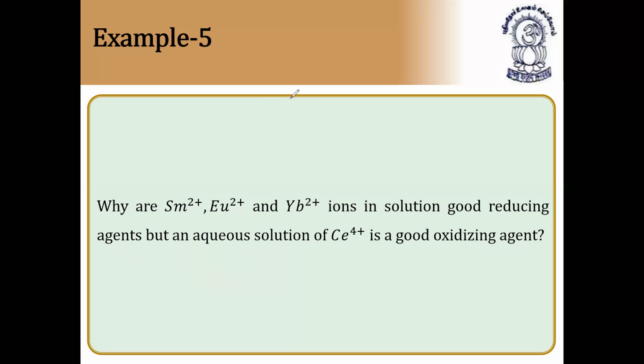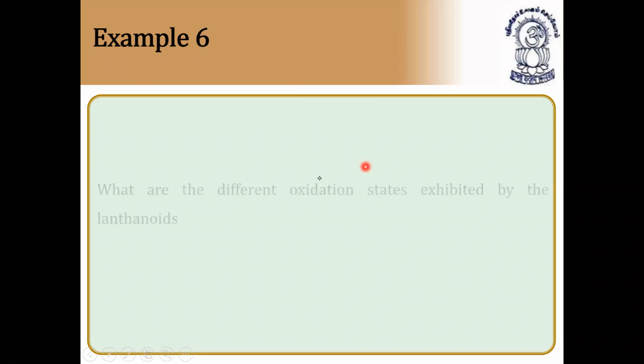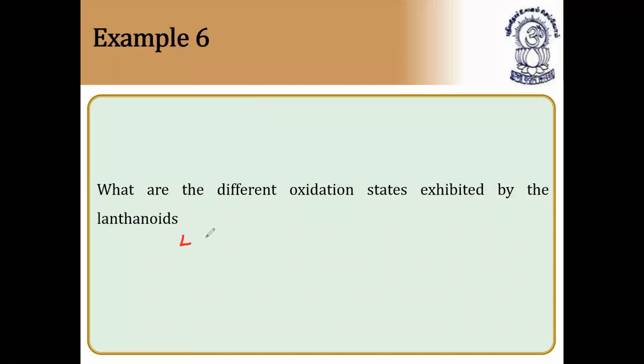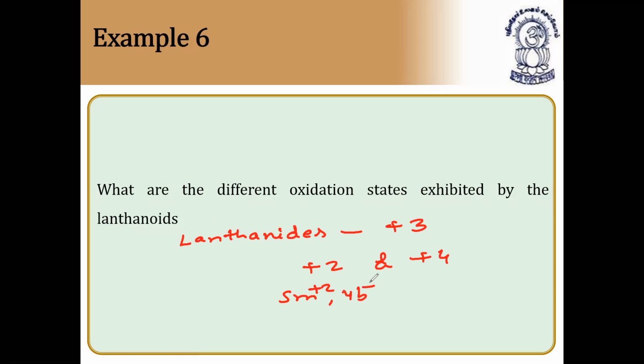Next question. Question number 6. What are the different oxidation states exhibited by the lanthanides? All lanthanides exhibit the plus 3 state. Common oxidation state is plus 3. Apart from this, they exhibit plus 2 and plus 4 also. Plus 2 in case of samarium plus 2, ytterbium plus 2, plus 4 in case of cerium plus 4. So mostly they exhibit plus 3 state. Next question.